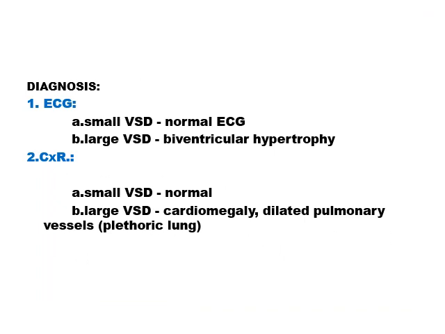Now we speak about the diagnosis of VSD. We depend on the ECG, chest X-ray, and echo. First, ECG: when it is a small VSD, it is normal, there is no finding in the ECG. But with a large VSD, there is biventricular hypertrophy, we find enlargement of the right ventricle and left ventricle. Chest X-ray in a small VSD is normal, but with a large VSD, there is cardiomegaly and dilated pulmonary vessels due to increased blood flow through the pulmonary artery, and increased circulation to the lung becomes a plethoric lung, because of a large amount of blood going to the lung.